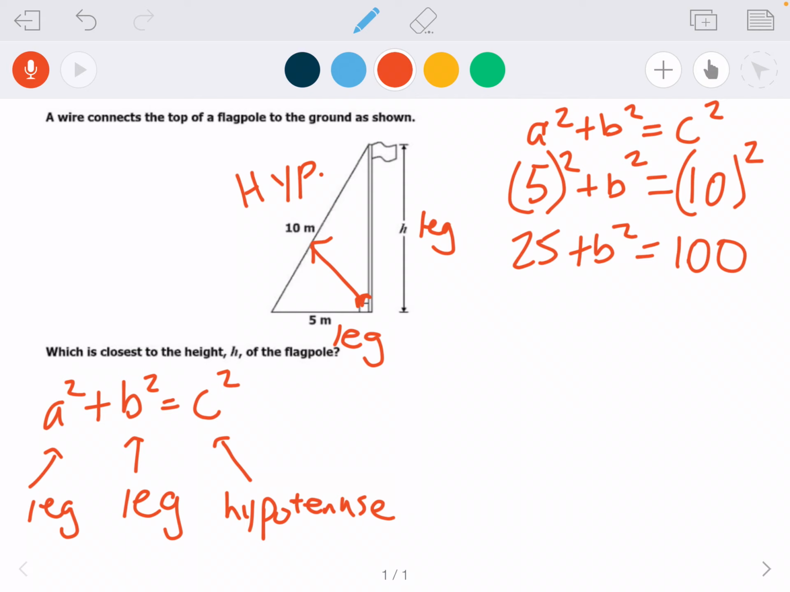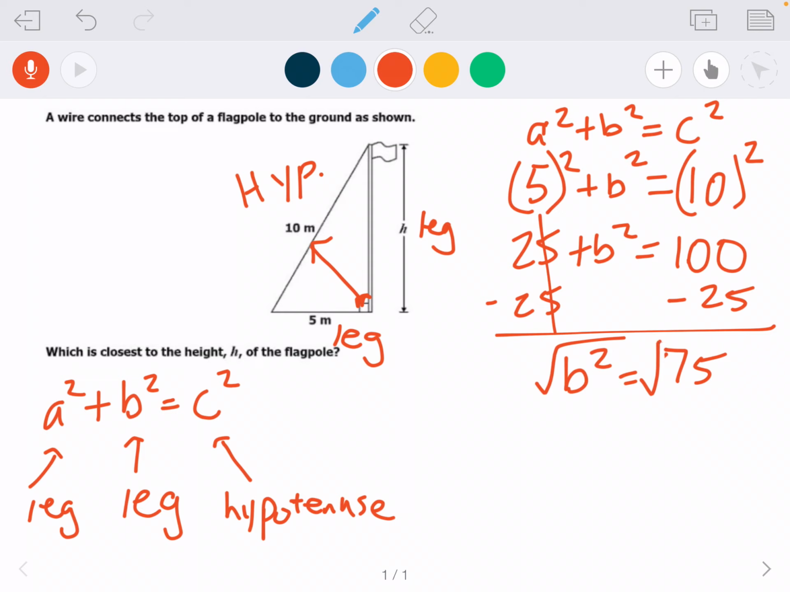So I need to get rid of that 25. I'm going to subtract 25 on both sides. So I'm just solving this little equation for b. 100 minus 25 is 75. So I'm left with b squared equals 75. I'm not worried about what b squared is, I'm worried about what b is. I just want one of those legs, which is just b. The opposite of squaring something, to undo that square and just make it b, is to take the square root. When I take the square root of b squared, it just becomes b.